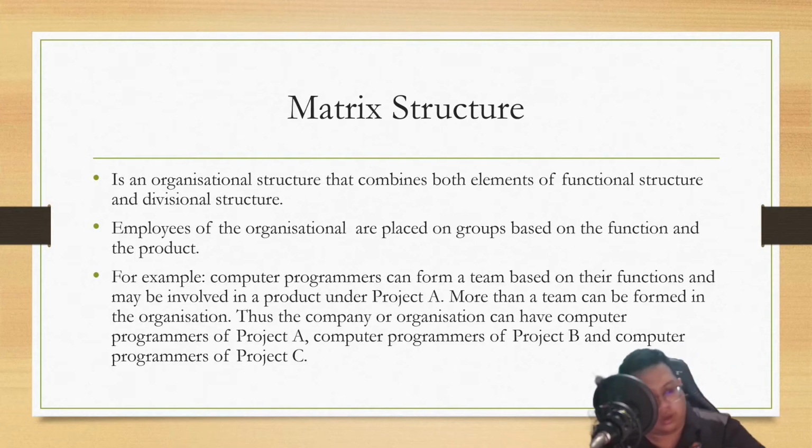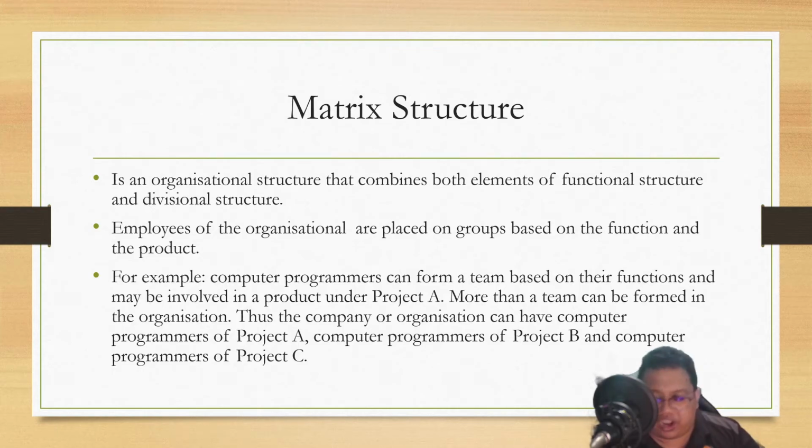Okay. Matrix structure. An organization structure that combines both elements of functional and divisional. It is a combination of two different structures. So employees of the organization are placed on roles based on the function and the product. Let's look at an example.